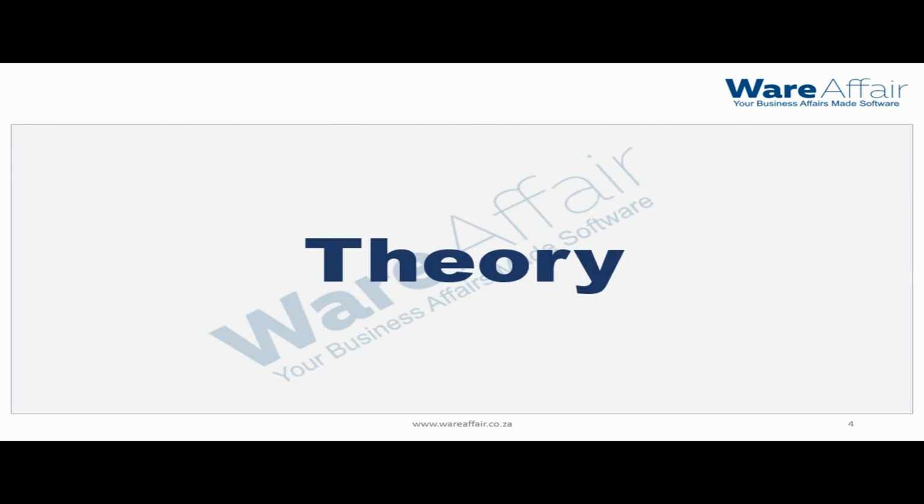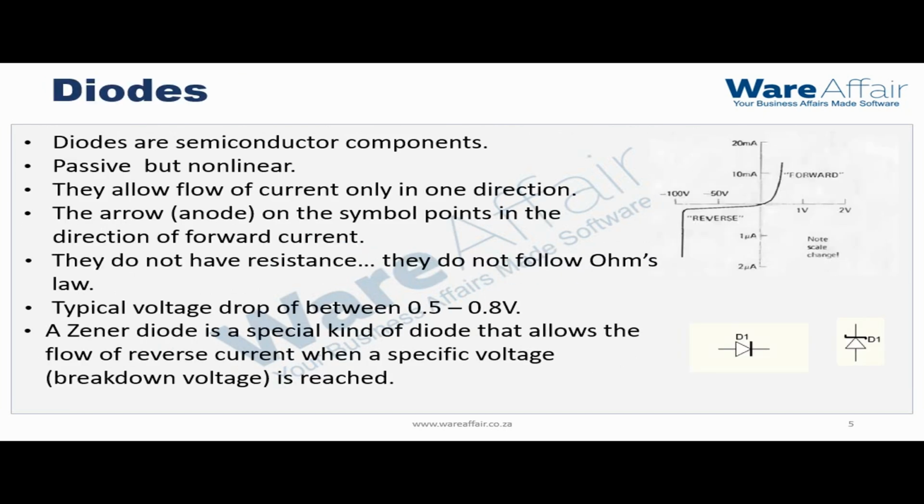Let's look at some theory. Diodes are semiconductor components. They are passive but non-linear. They allow the flow of current only in one direction. This is a key characteristic of diodes. The arrow on the symbol points in the direction of the forward current. The symbol can be seen on the bottom right of the screen for a normal diode and a Zener diode.